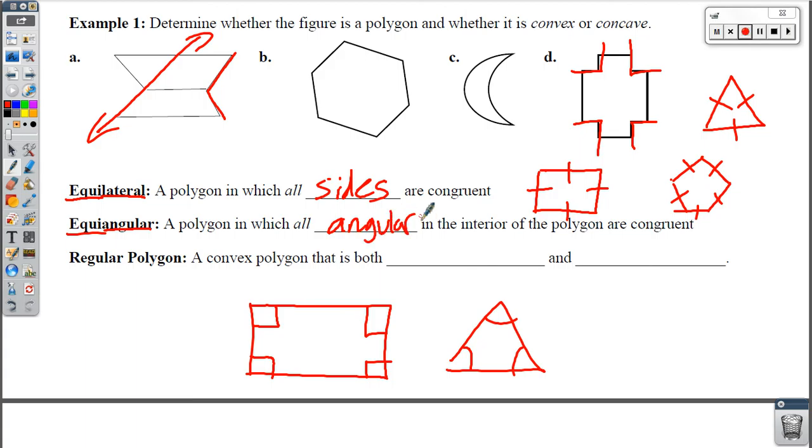Now, if we have both of those, if all the sides and all the angles are congruent, then we have something that is both equilateral and equiangular. We say that that's a regular polygon. So both equilateral and equiangular.